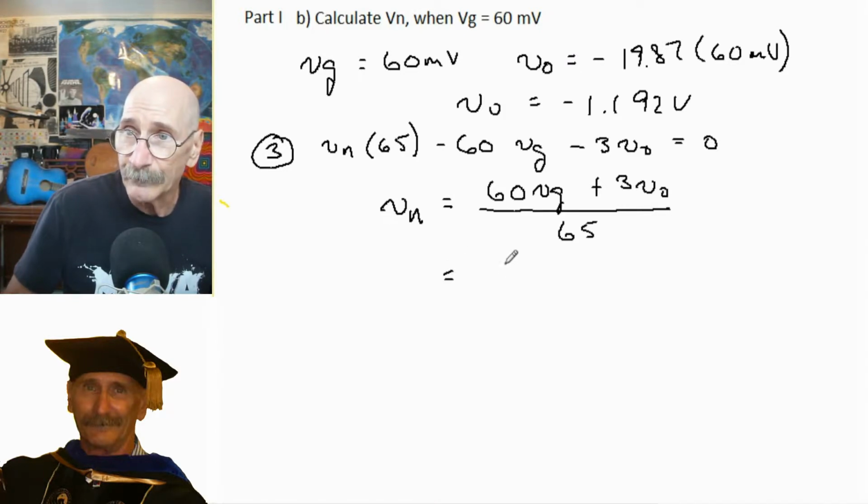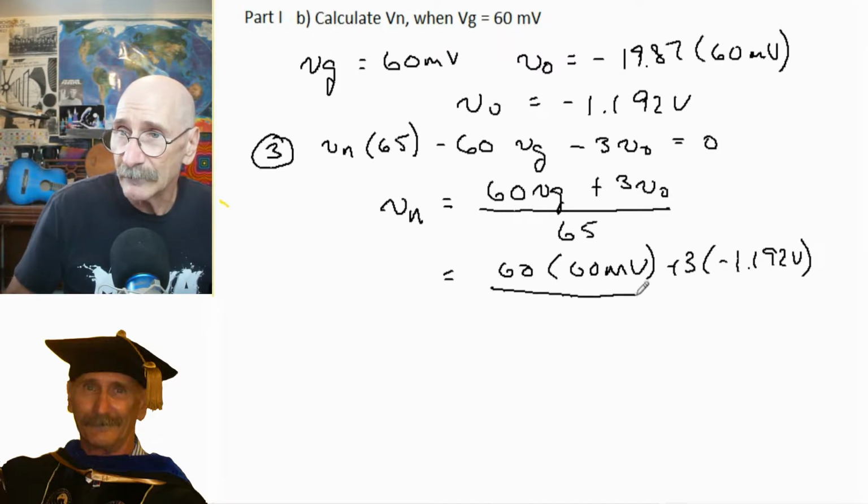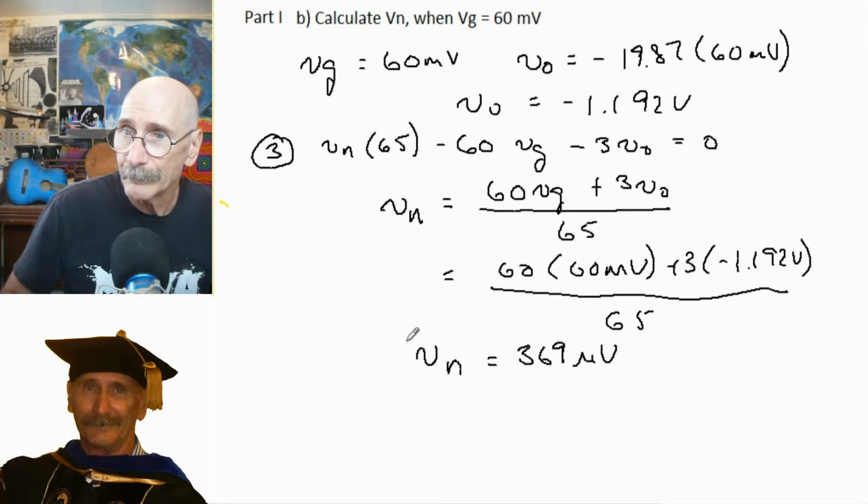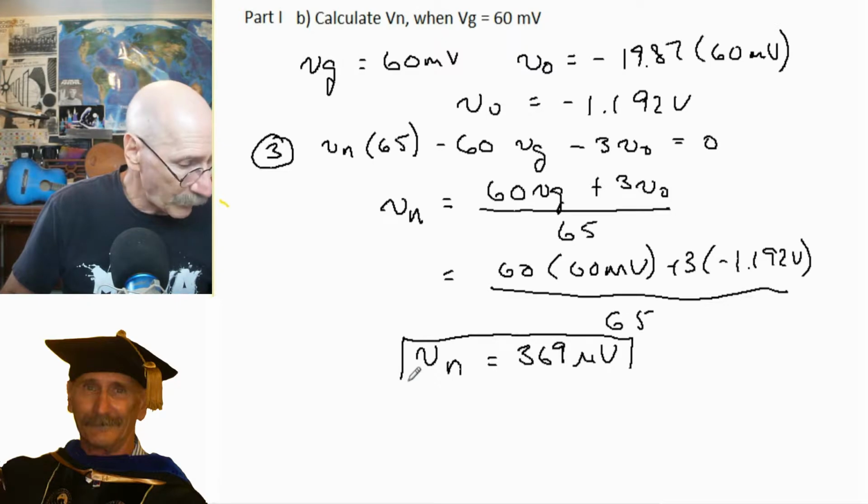Well, let's drop them in. 60 times 60 millivolts plus 3 times minus 1.192 volts, and that's divided by 65. And of course you can do those numbers. We get a V sub n equals 369 microvolts. And that's the answer to part 1b.